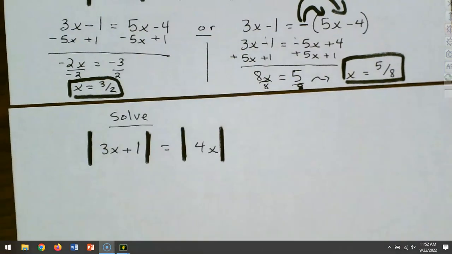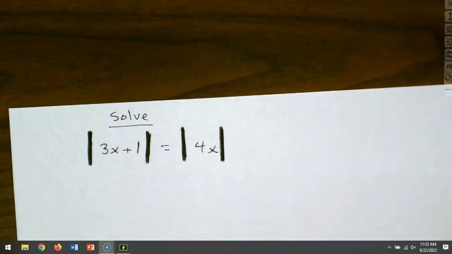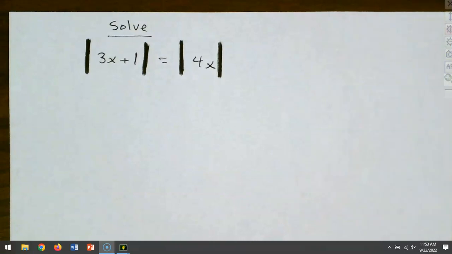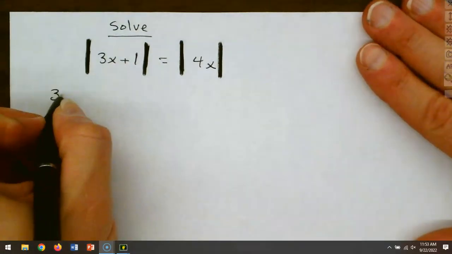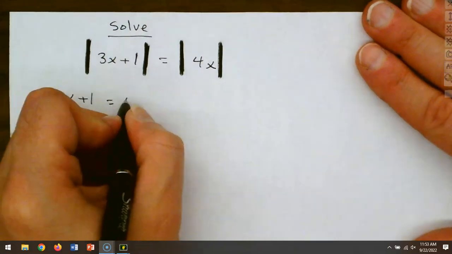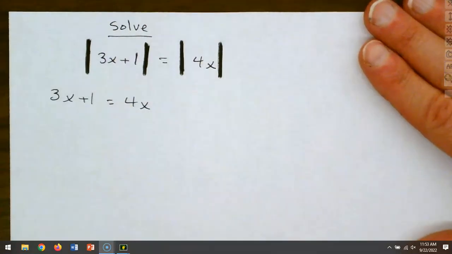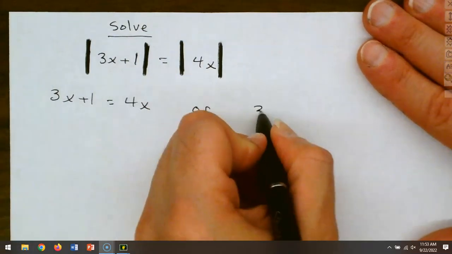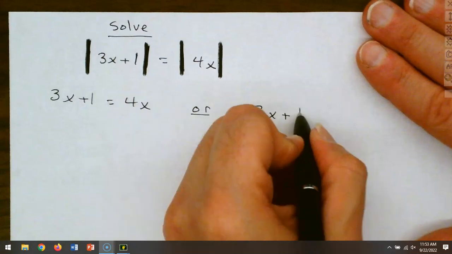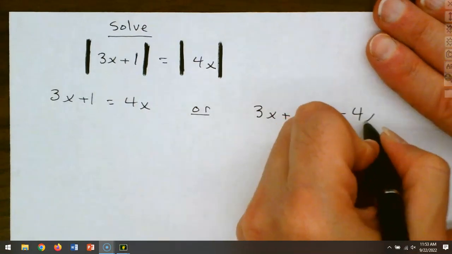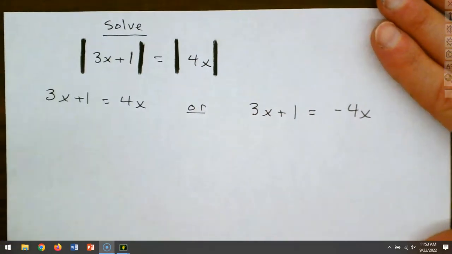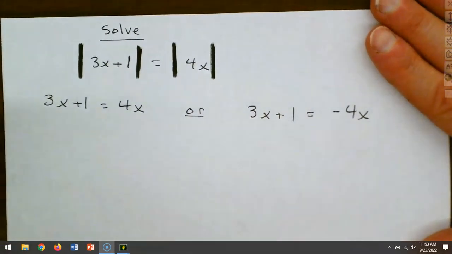Okay, so what would we do here? Yep. We need two equations, right? What are they going to be? They are going to be 3x plus 1 equals 4x. Right? We just drop the bars. What about the other one? 3x plus 1 equals a minus 4x. Now we can solve it. Right? Very simple. Solve it.